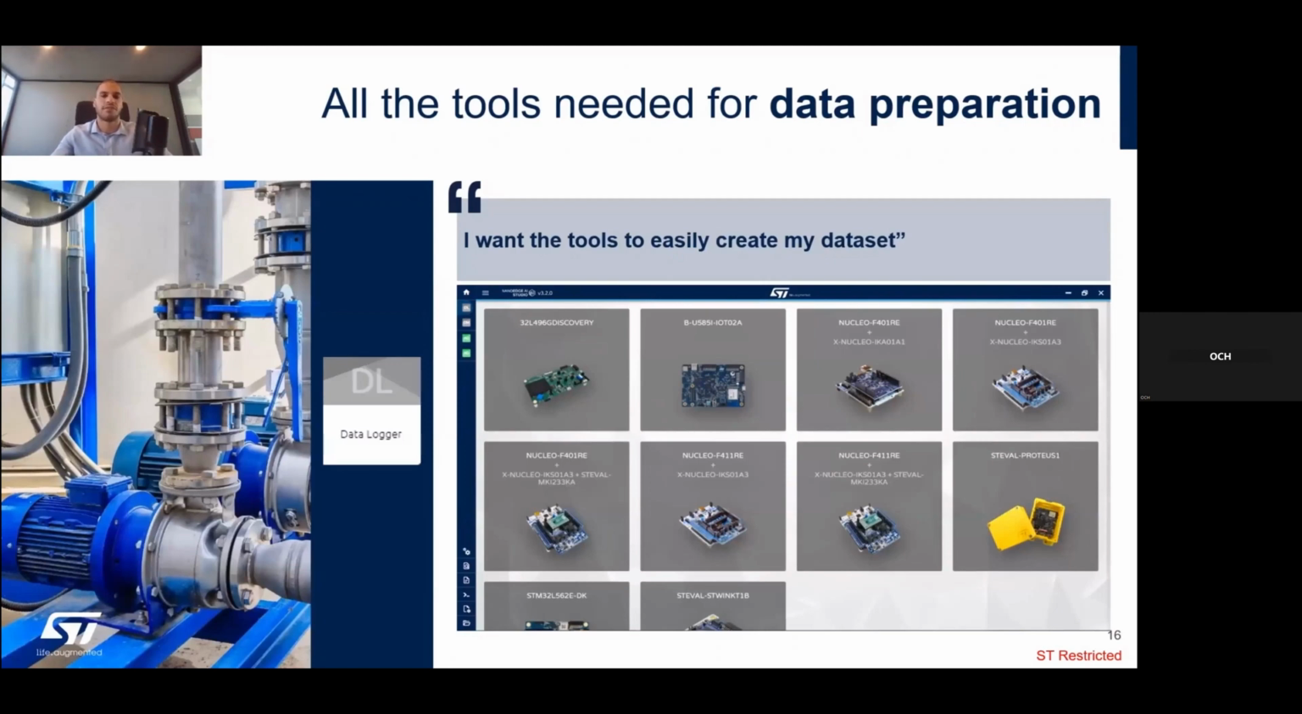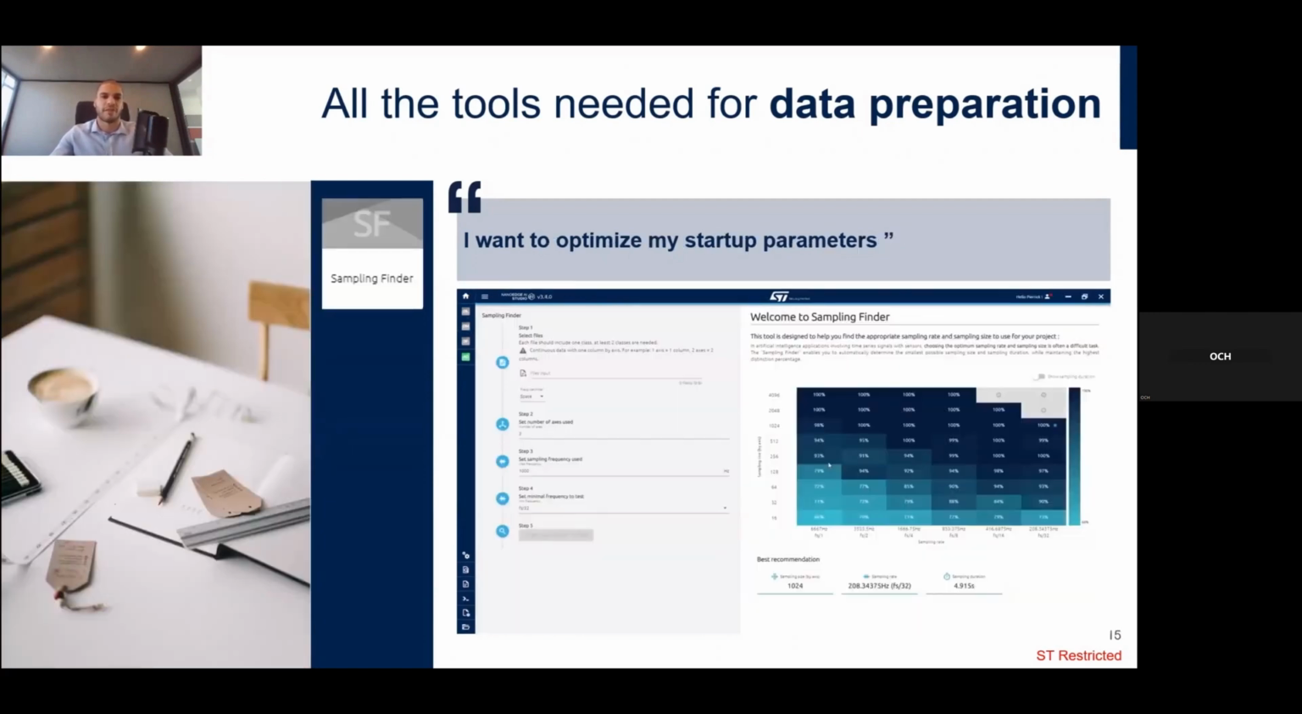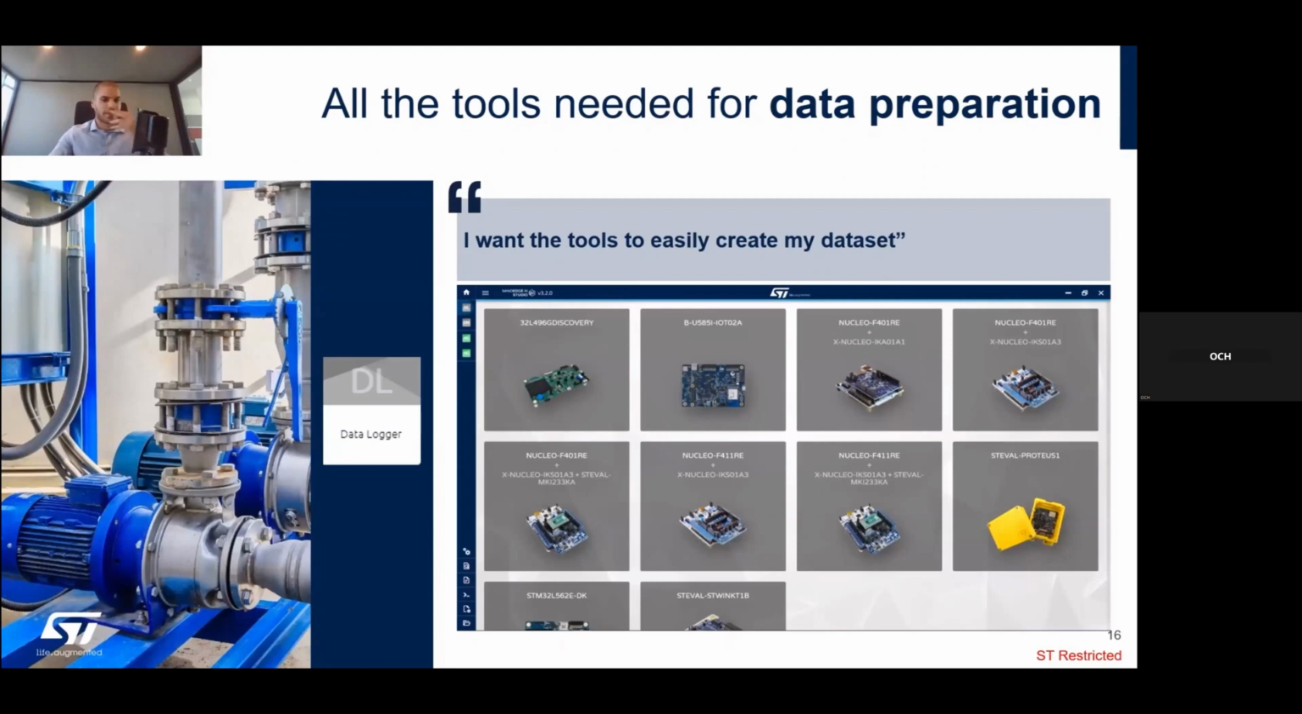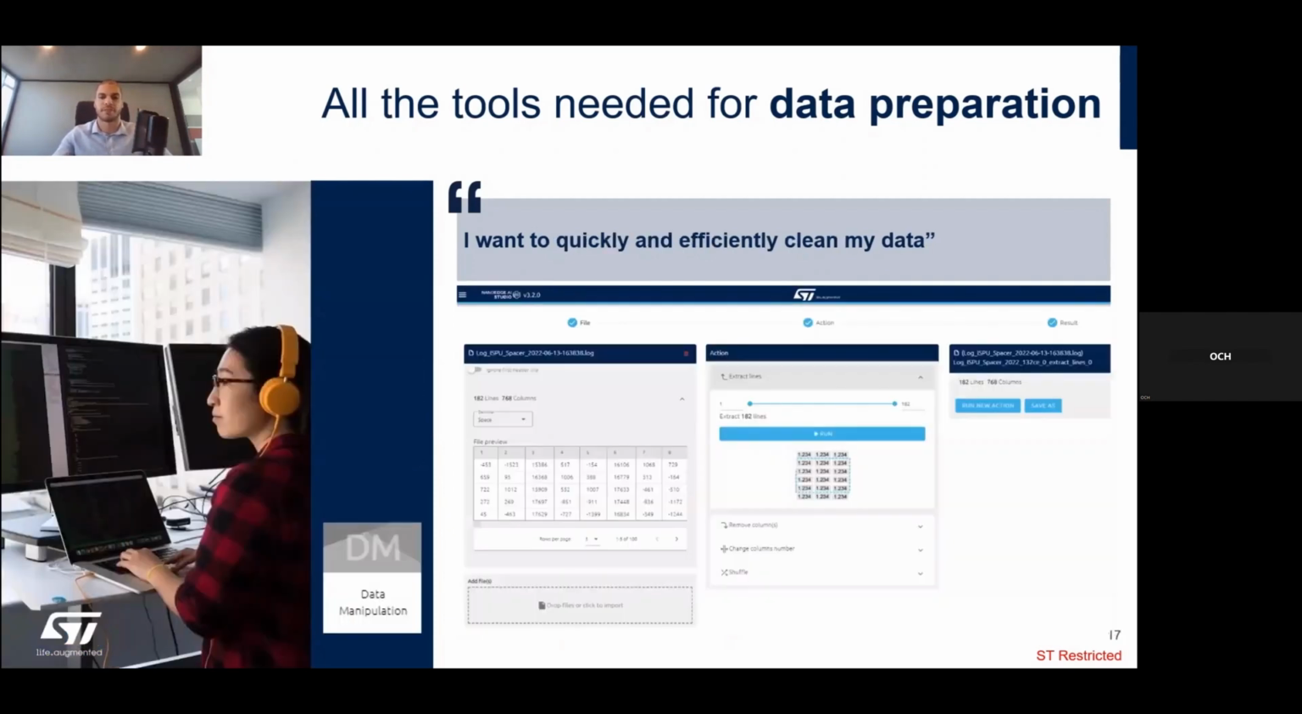Talking about data collection, we have a data logger generator. So you just have to select the board, the sensor, the frequency, which have been found thanks to the sampling finder, and you can generate a data logger file that you can just drag and drop into your board and start your data collection. Then, when you have your data, you can use the data manipulation tool to clean and to reorganize your data in order to have the best performance once you will benchmark the models.